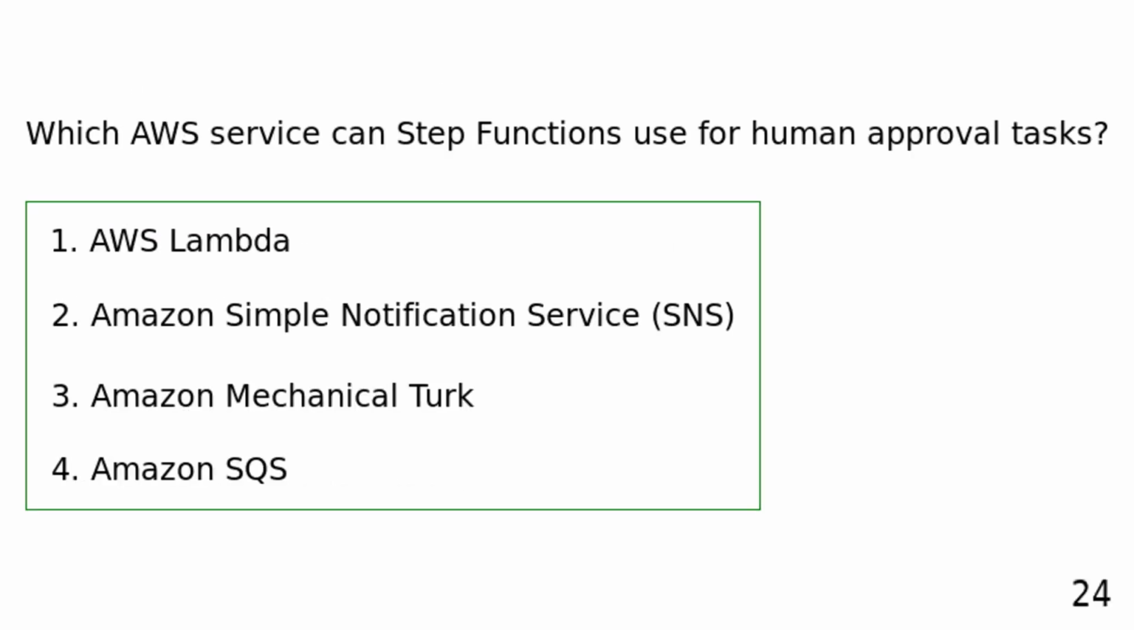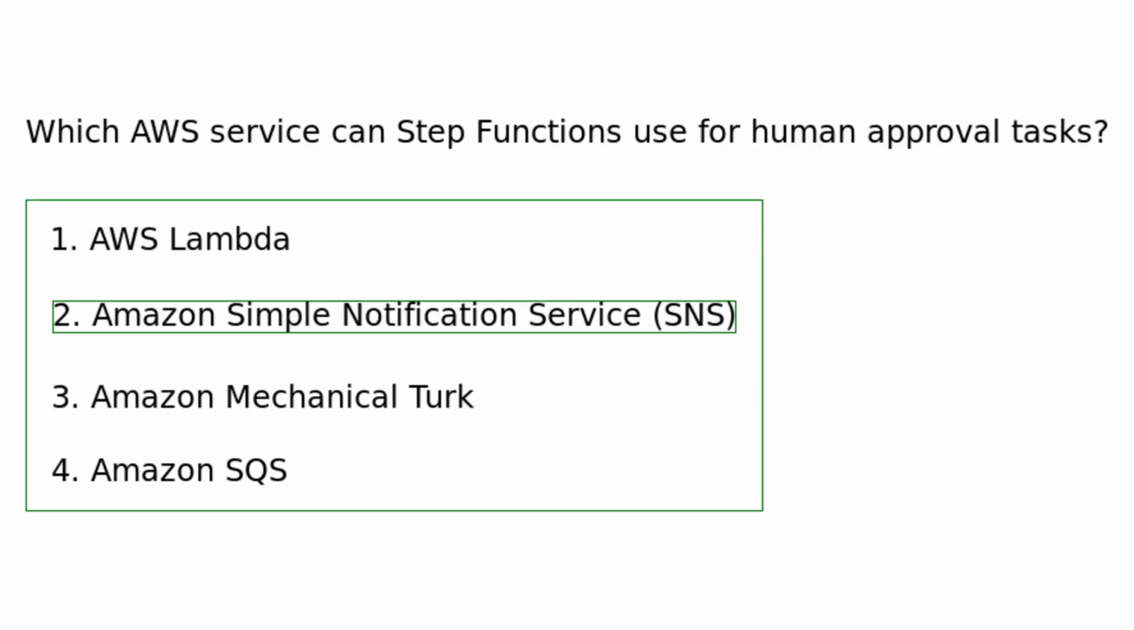Which AWS service can Step Functions use for human approval tasks? AWS Lambda. Amazon Simple Notification Service. Amazon Mechanical Turk. Amazon SQS. Step Functions can use Amazon SNS to send notifications to humans for approval tasks, pausing the workflow until a decision is received.